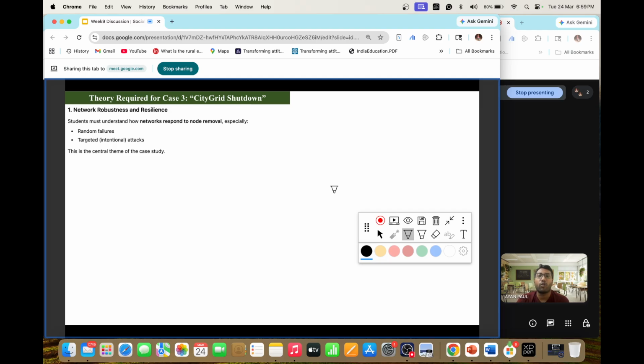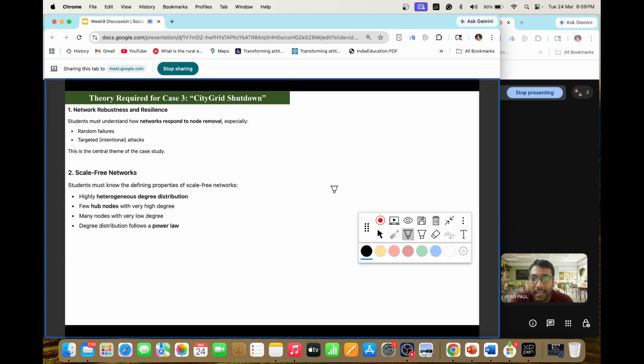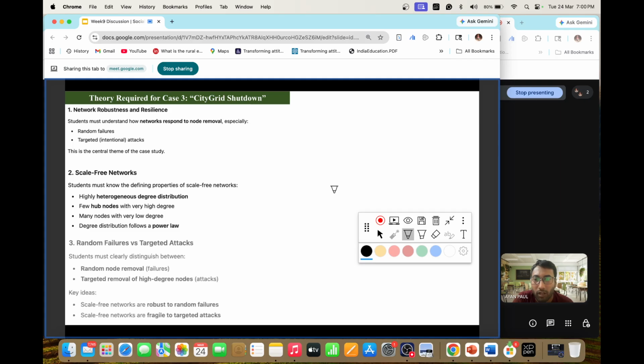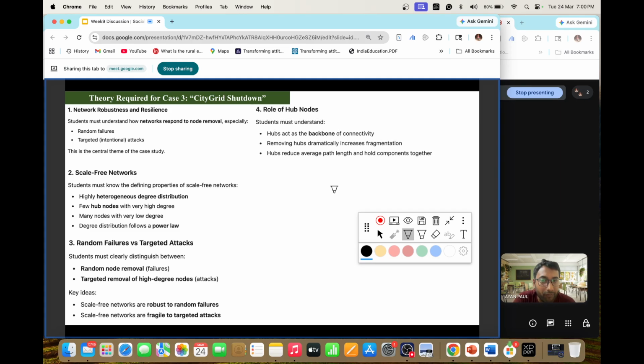Network robustness and resilience, random failures and targeted attacks, that we have already studied. Scale-free network: highly heterogeneous degree distribution, few hub nodes with very high degree, many nodes with very low degree. Degree distribution follows a power law. Then you have random failure versus targeted attacks, which we have also discussed. And fourth is the role of hubs. Hubs act as the backbone of connectivity. Removing a hub dramatically increases fragmentation. Hubs reduce average path length and hold components together.